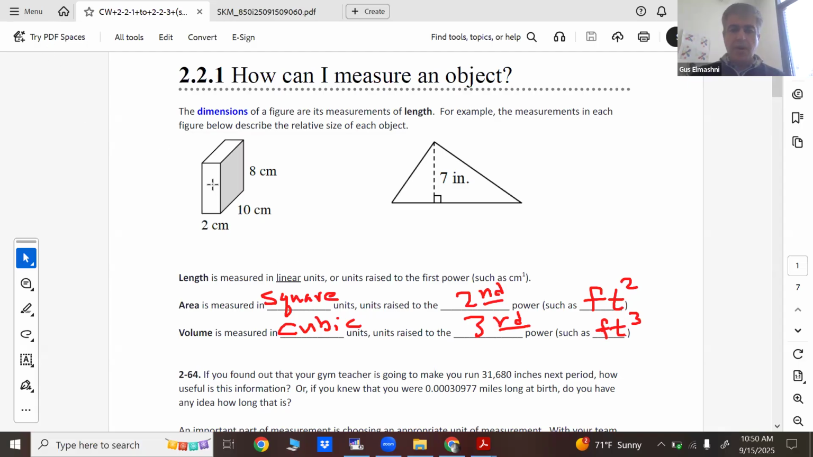Reagan, can you read 264, please? 1,680 inches, or 0.0003097 miles. Do you have any idea of how long that is? Yeah, so those are weird, right?